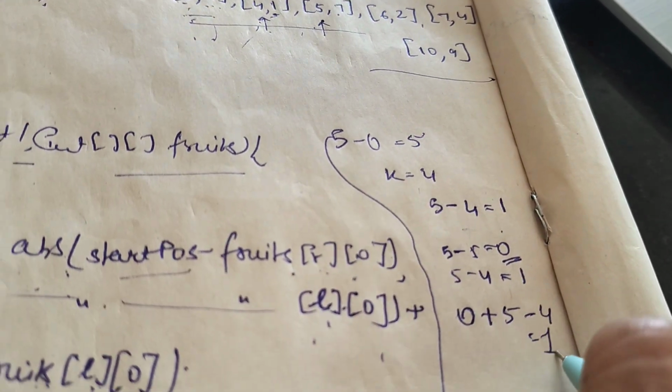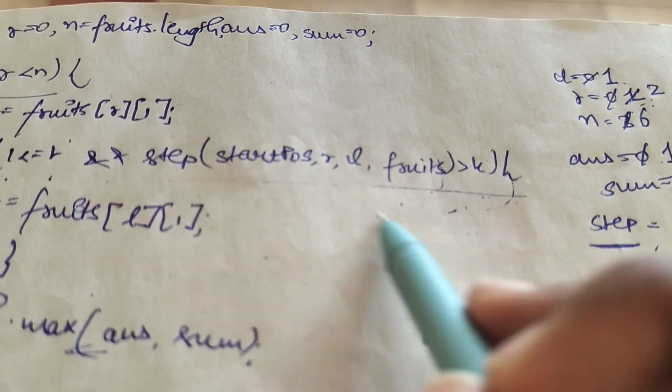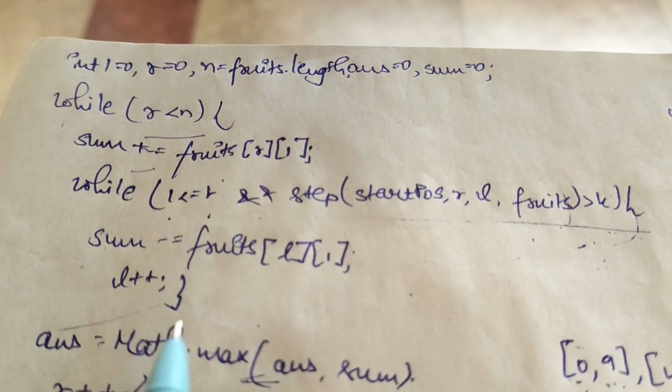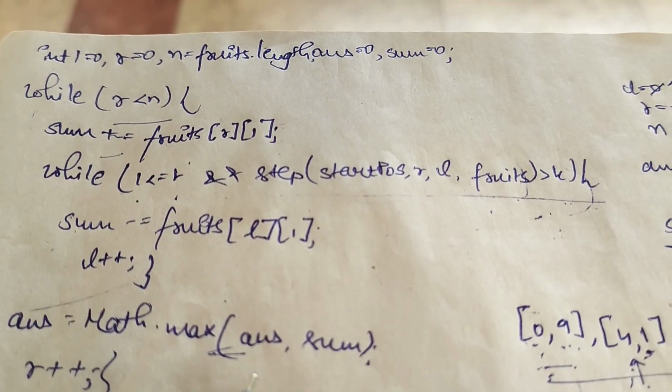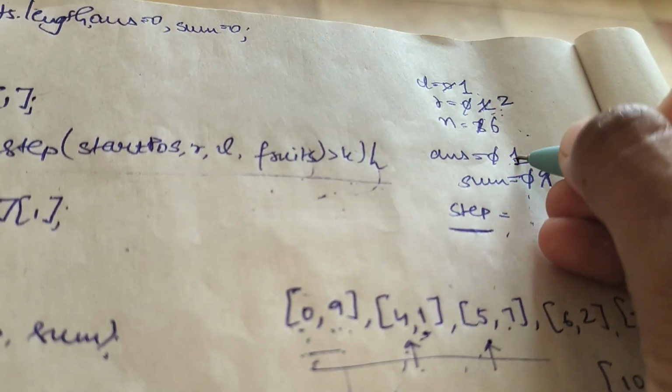So the value came 1. Now again 1 is smaller than k. It is not greater than k. This condition is not satisfied. So we are not going to run in this for loop. Again answer will be updated. Which one is maximum, answer and sum. So my answer is updated to 8.